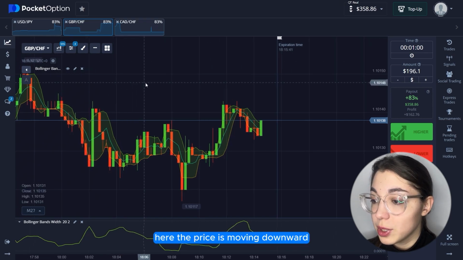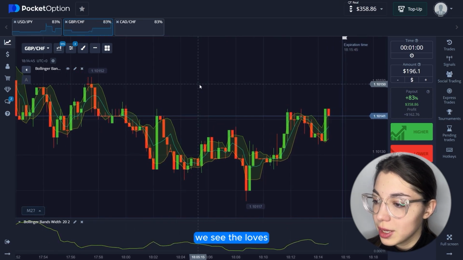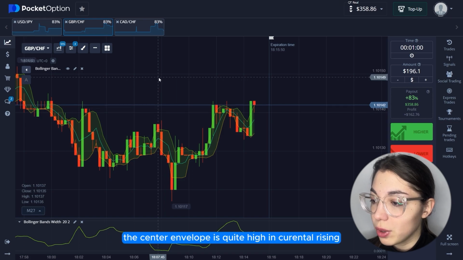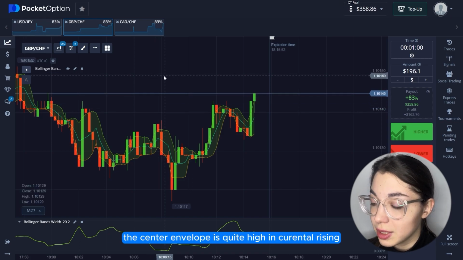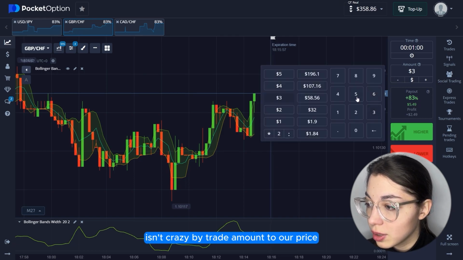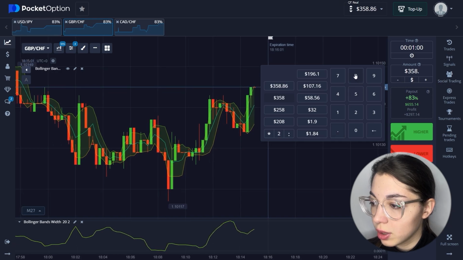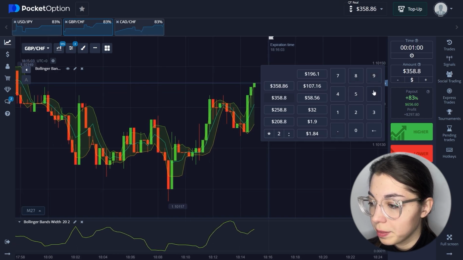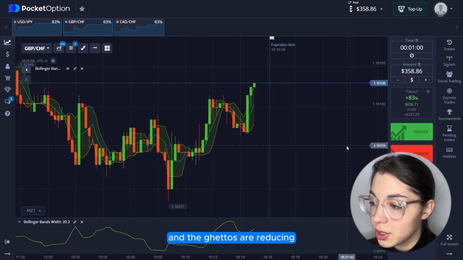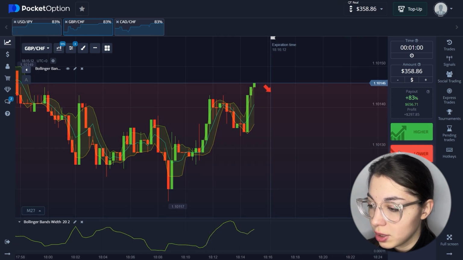Here the price is moving downward. If we look wider, we see that the price reached the upper band and went down. At the same time, volatility is quite high and currently rising. Let's increase the trade amount. What do we have now? The price has been rising quite high and the candles are reducing. That means the price is not being pulled up, so let's go for a downtrend.